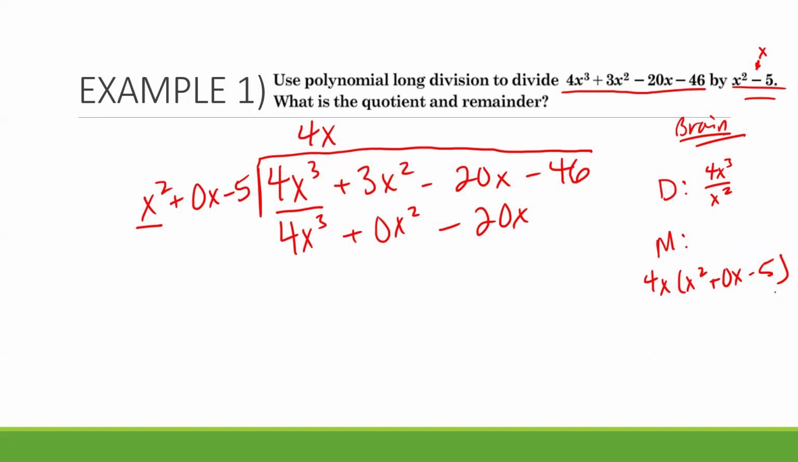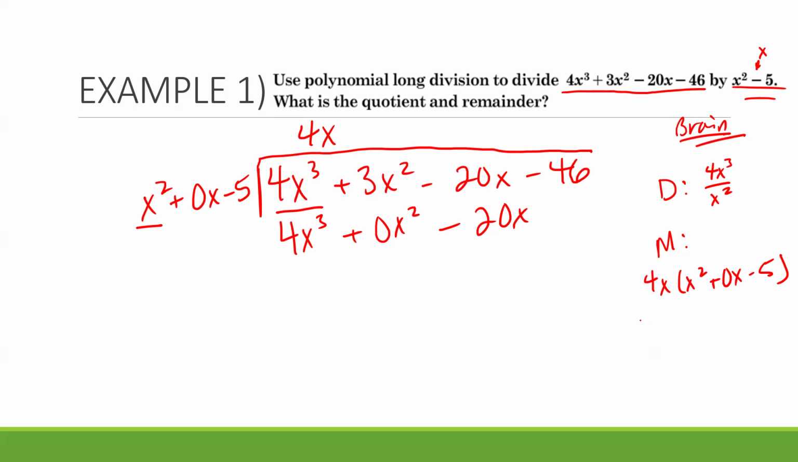All I did was multiply. 4x times x squared is 4x cubed. 4x times 0x is 0x squared. 4x times negative 5 is negative 20x. That's all I did.